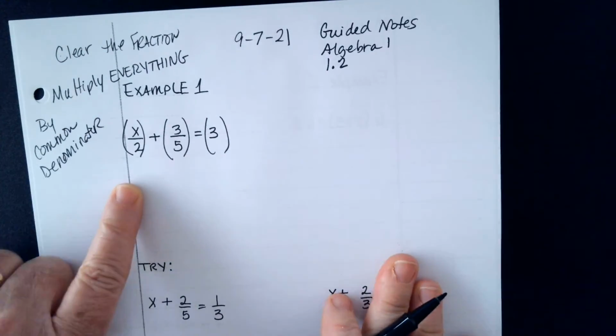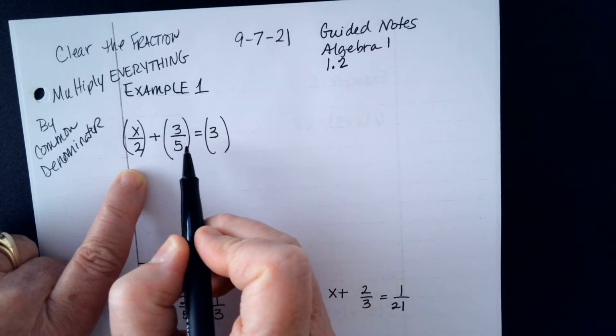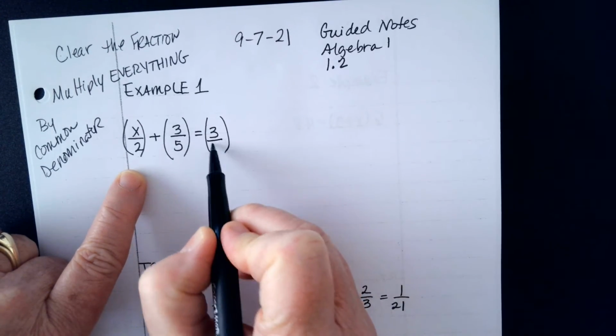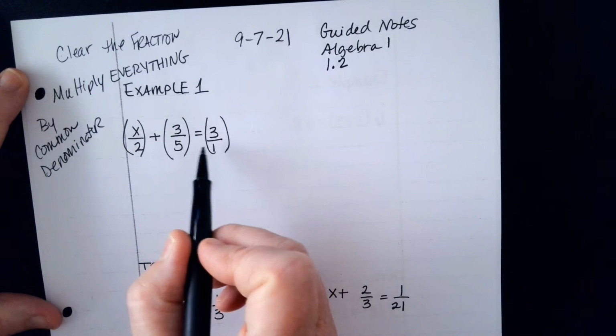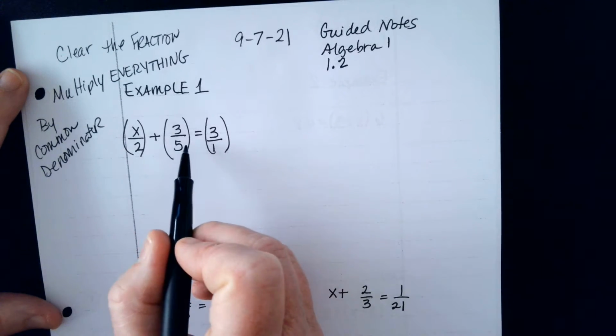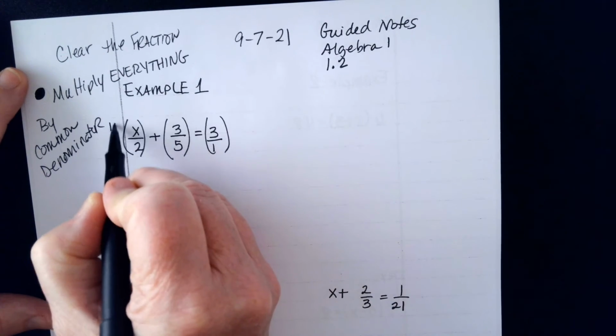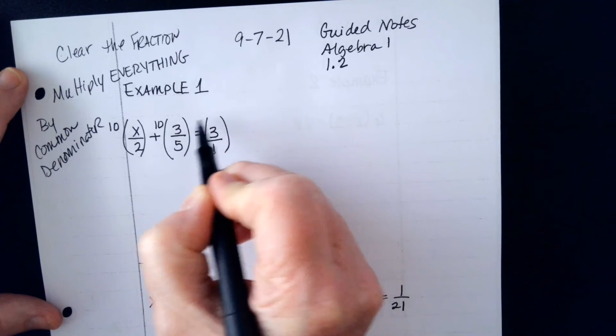In this particular problem, I see a denominator of 2 and a denominator of 5, and I want y'all to remember that 3 is over 1. We just kind of let that go. Don't talk about it a whole lot, but in this situation, I think we're going to need to talk about it. So what is the common denominator? James? For this problem, what's the common denominator? 10. So I want you to put 10 here, here, and here.